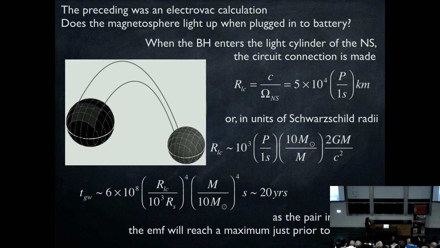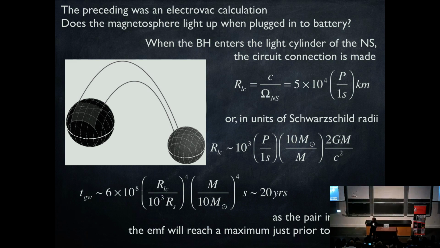And that we just calculated for a 10 solar mass black hole and a neutron star spinning once a second, that's about 1,000 Schwarzschild radii. So it has to be in pretty close. 1,000 Schwarzschild radii is actually quite close. In units of the gravitational wave timescale, it would take about 20 years from that point to get to complete merger. So it doesn't even connect until that point, and then you start to get a weak battery.